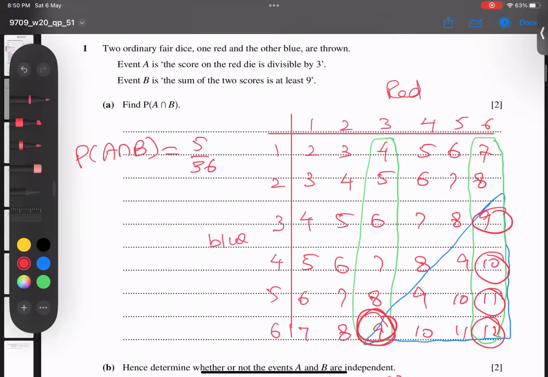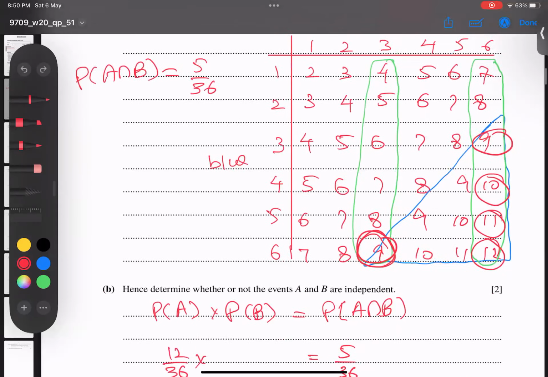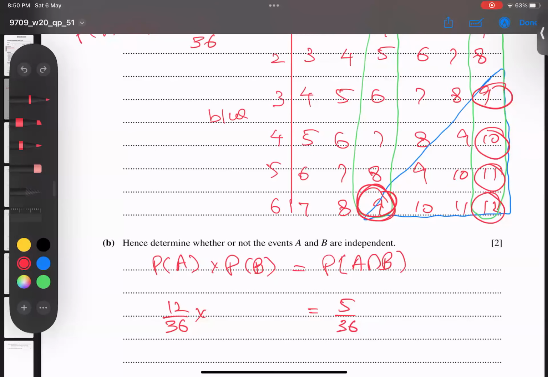And now let's talk about what the B event is. At least score is 9 and above. So at least score 9 and above, and you see that this blue triangle I made already. So how many results are there in the blue triangle? Let's count those: 1, 2, 3, 4, 5, 6, 7, 8, 9, and 10. So all in the blue rectangle, which I made before. So 10 out of 36.